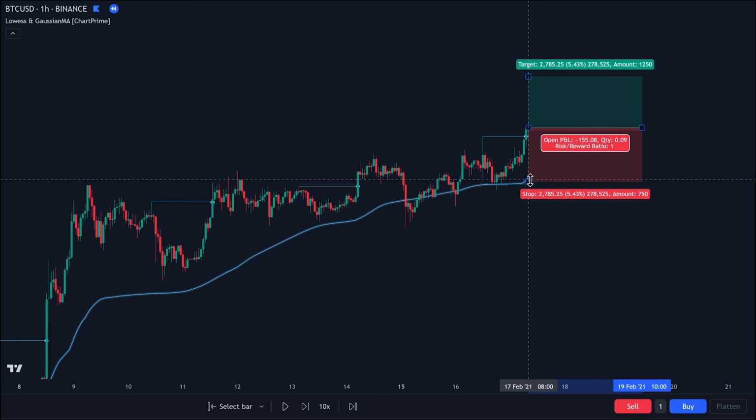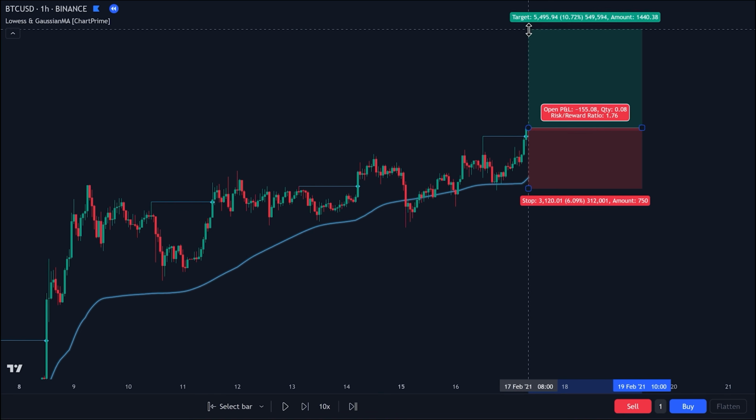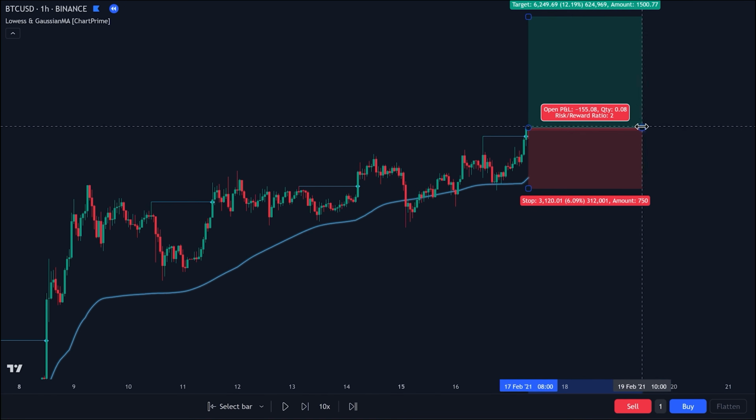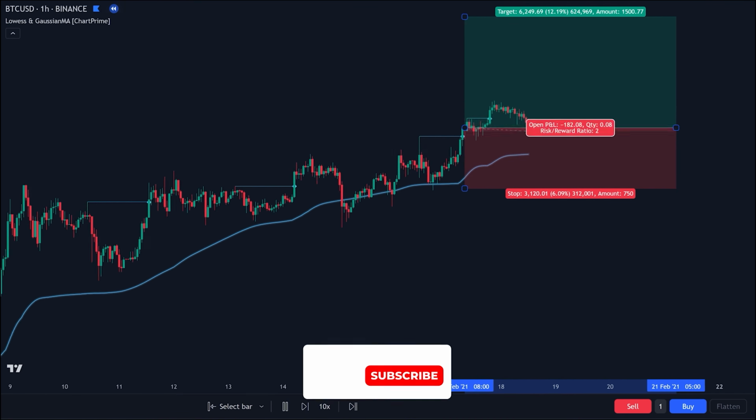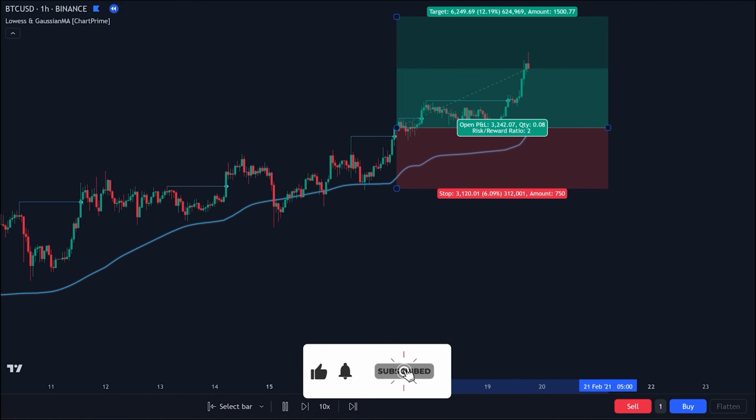To manage risk, we set our stop loss just below the previous swing low. Our take profit target is set higher, aiming for a risk-reward ratio of 2.0. By combining the support from the blue Gaussian moving average and the breakout from the pivot, this trade setup provides a strong entry point into the ongoing uptrend.